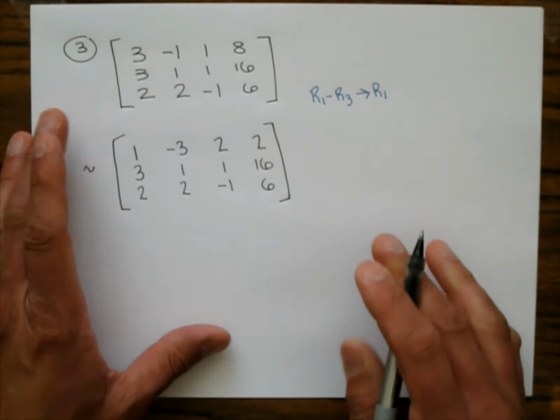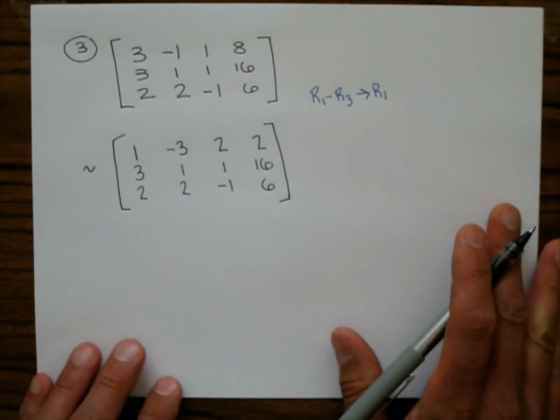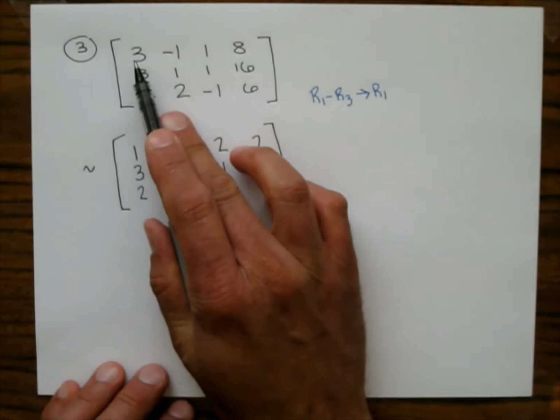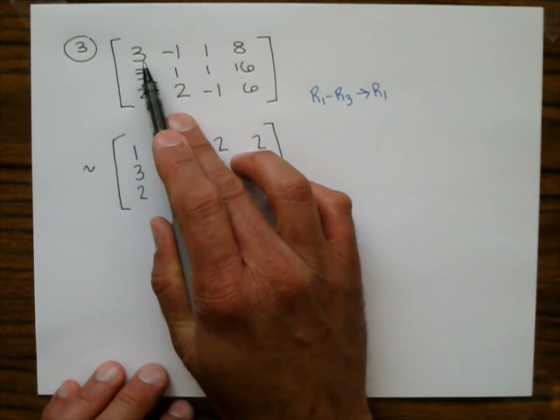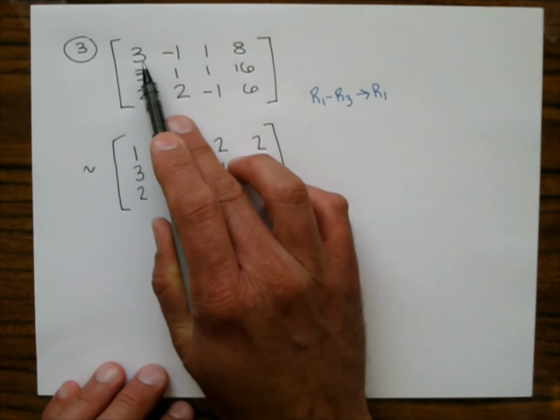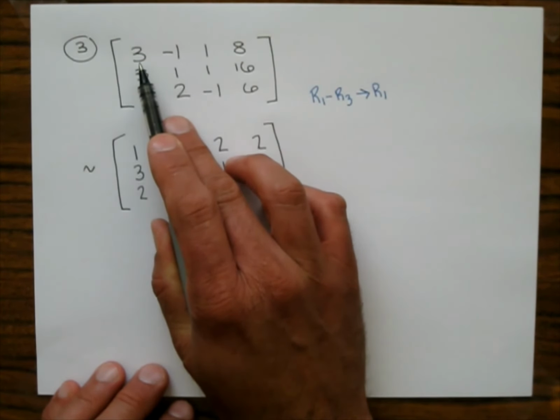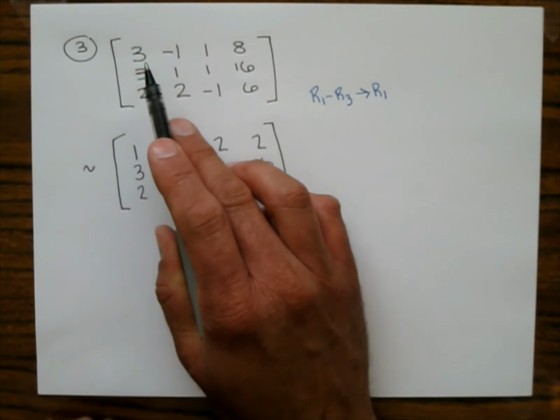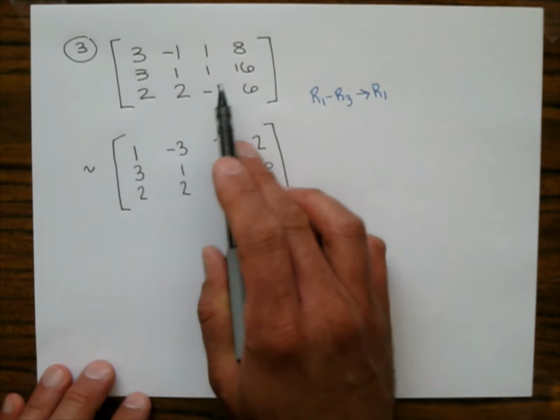Now, did we have to do that? No. Could I have used this 3 as a pivot? Absolutely, and I'll show you that after I'm done with this problem. That's why I said I'm going to do this problem twice, because as much as I hate doing the same problem twice, I think it's very important in this one.